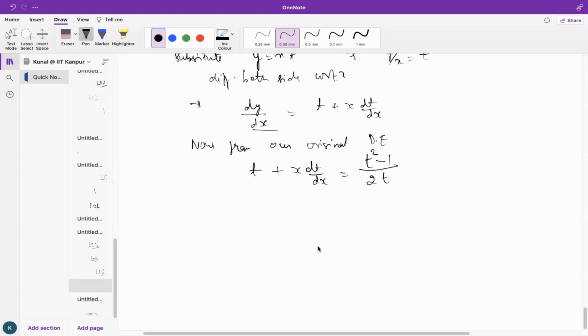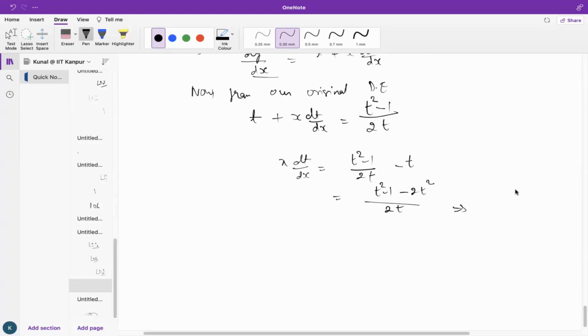Now just do some rearrangement and try to find its value. So what you have to do here, just take t from the right hand side to the left hand side. So we'll get x dt by dx is equal to (t square minus 1) by 2t minus t. So it will be 2t, t square minus 1 will be minus 2t square. So it will be equal to minus (t square minus 1) by 2t. So okay, this thing we will get from here.